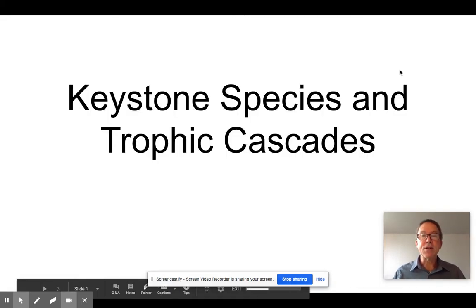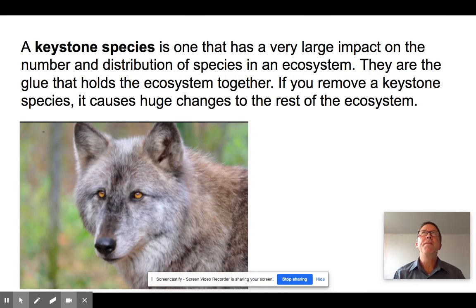Hi. Today we're going to talk about keystone species and trophic cascades. So with keystone species, basically what we're talking about is if we look at an ecosystem, we often find there's several different species that play an enormously large role in maintaining the ecosystem in its current structure.